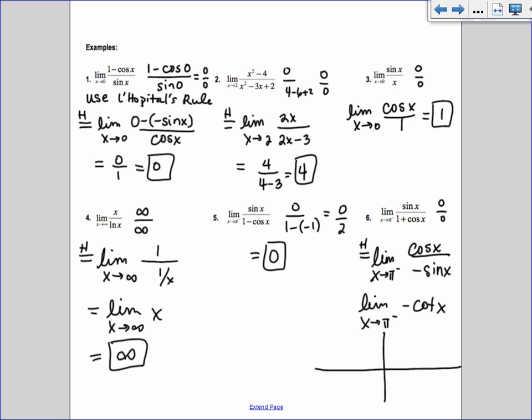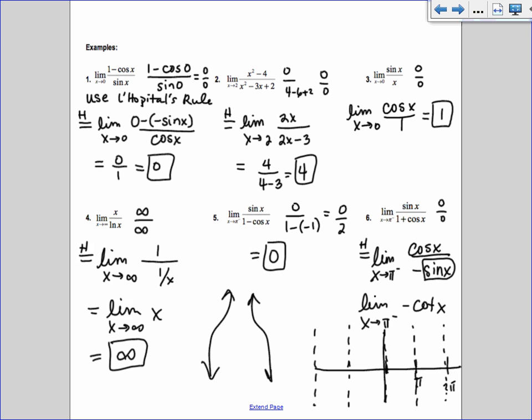This wouldn't be one that I think your AP test would put on there. But think about where cotangent is undefined. It's undefined whenever sine is equal to 0. So sine equals 0 at 0, pi, 2 pi, and so on. So I'm going to have vertical asymptotes at all those places. And then I need to decide, like Lydia was saying, whether it's like this kind of thing, or it could be like this kind of thing. We need to figure out which one it is.